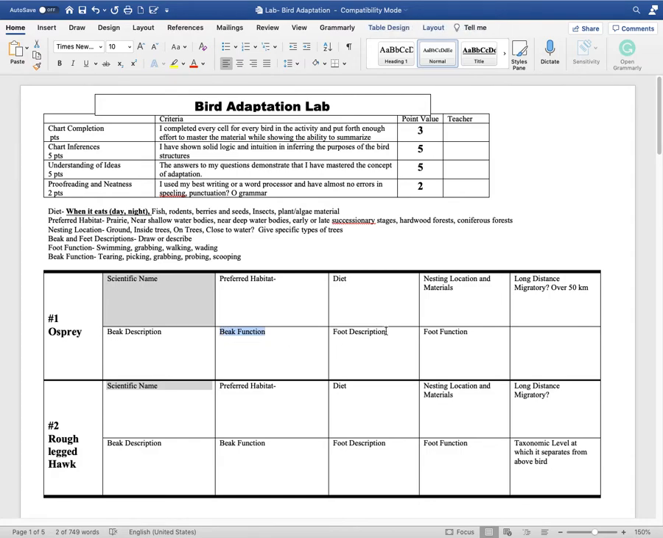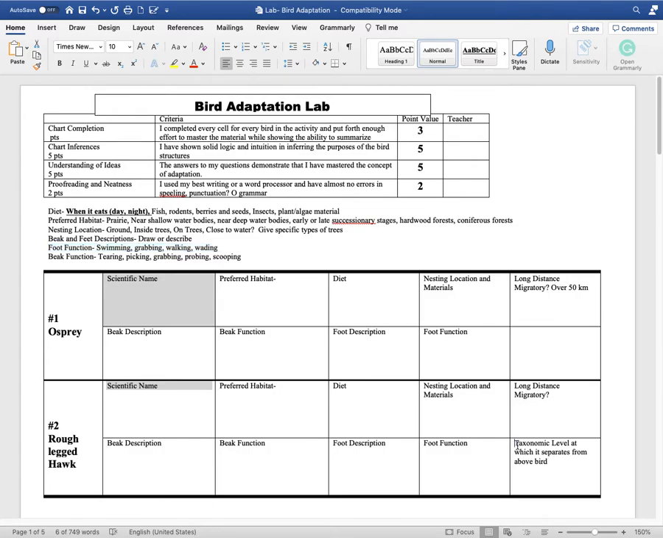And then kind of similarly speaking for the foot description, you can sketch the foot or describe the foot. And then if you look at the foot function, what is that foot best adapted to doing? And no, not all bird feet are best adapted to walking. In fact, some of them are very poorly adapted to walking. And that'll take care of the majority of your cells in the table here.